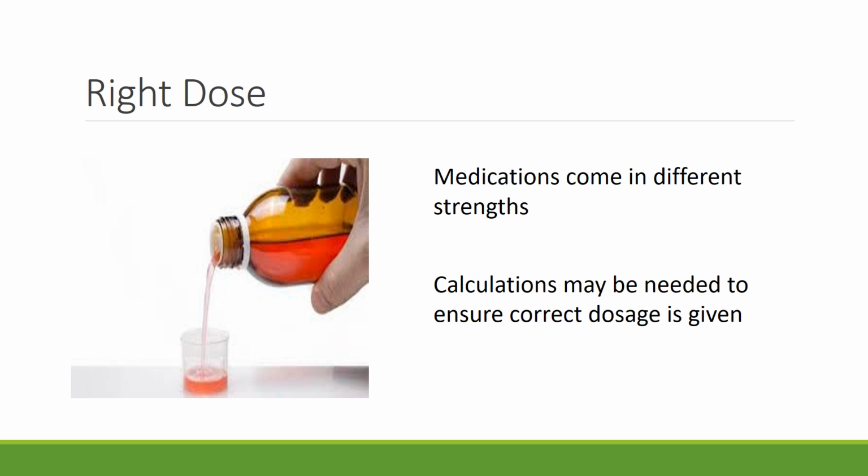Liquid medications usually always have a label somewhere on the bottle that tells you how many milligrams are in a certain amount of liquid medicine. For example, there may be 100 milligrams in 5 milliliters of medication. So that's important to know as you prepare to administer the medication.